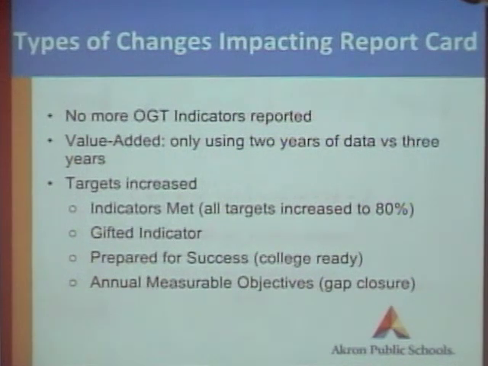And then the tough thing for us is when the targets are still increasing. From last year to this year, 4 different indicators on the report card, the targets increased. So your achievement may increase, but the bar is higher on the total number of indicators met. It's all now up to 80%. The gifted indicator, prepared for success, which is like the ACT and things like that, and the gap closure measure, those 4 moved up. So that's why you get half a banana and half a peach kind of blended, because the report card changed.